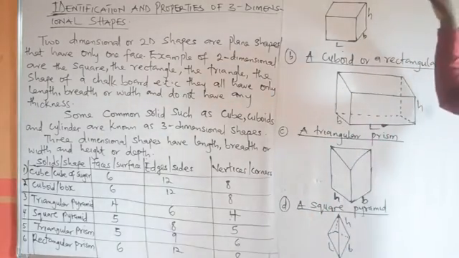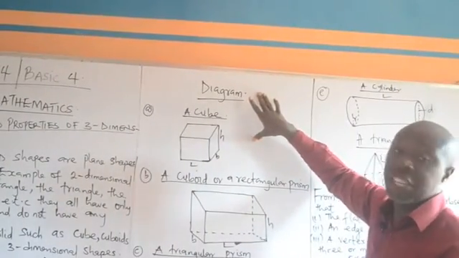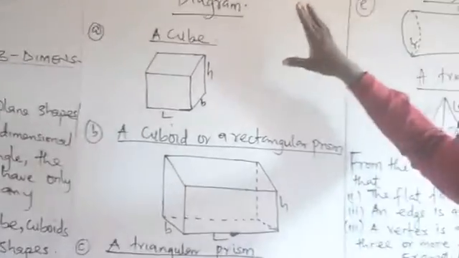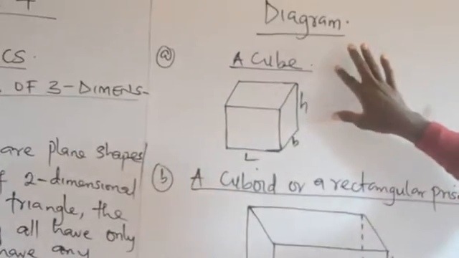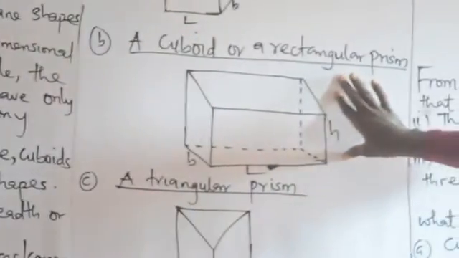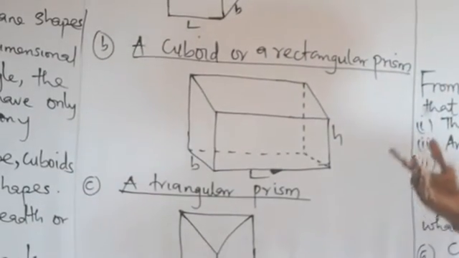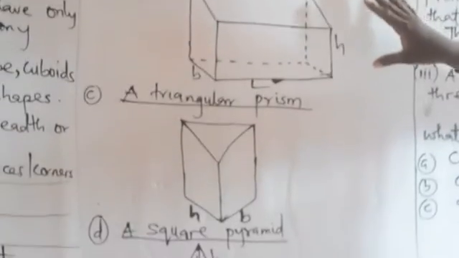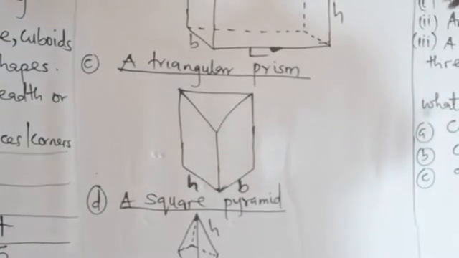These are some examples, diagrams of three-dimensional shapes, some of the solid shapes. This is the diagram of a cube. The diagram of a cuboid or a rectangular prism. Cuboid and rectangular prism are the same; they have the same shape. They are referred to as three-dimensional shapes because they have length, breadth, and height.